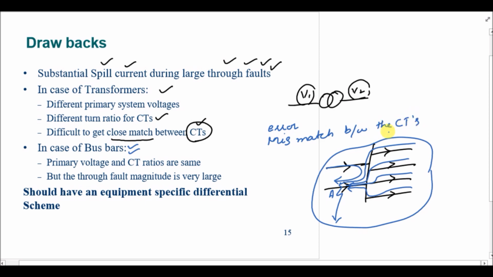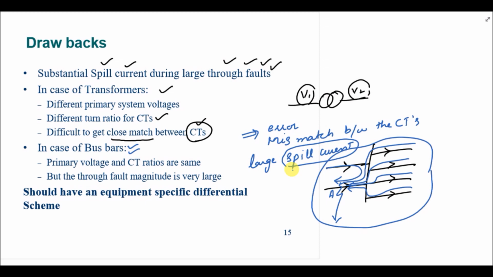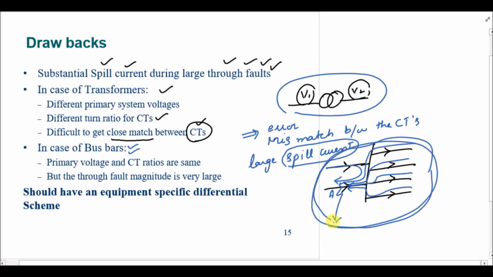and due to this problem we will have a large spill current, and this spill current will be greater than the plug setting of the relay. So we have to make the differential scheme specifically for the type of equipment we are using, right? In case of a transformer, we have a protection scheme with a different setting, and for a bus bar we have a differential protection scheme with a different setting. So the setting of the differential scheme should be equipment specific. Thank you.